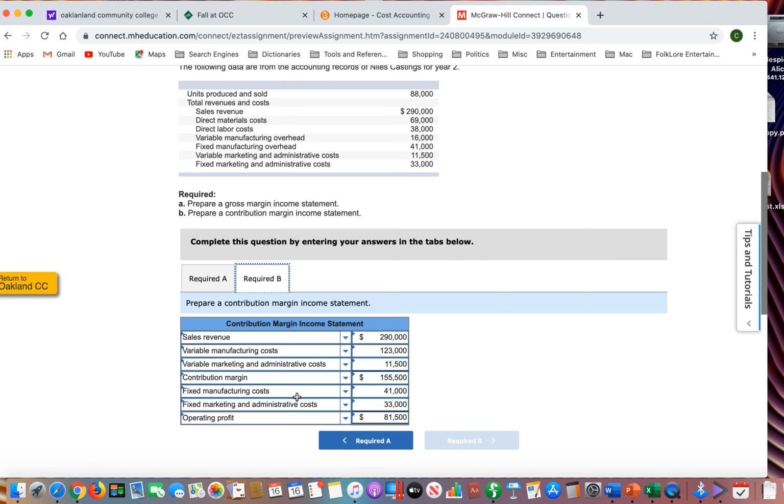Okay, you have that. You have 155,500 that used to contribute toward paying your fixed cost and hopefully cover your profit. And notice the operating profit is the same. We just rearranged the classification. We classified the cost differently, but it comes to the same operating profit. Okay.